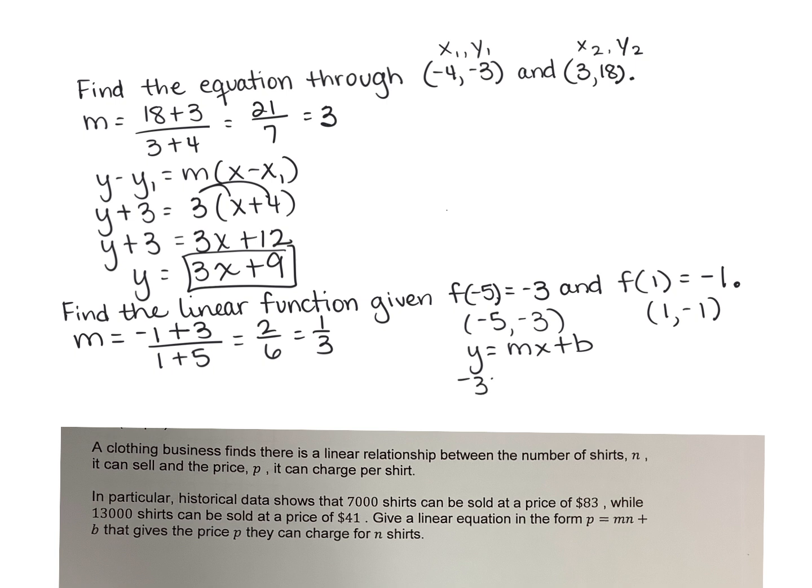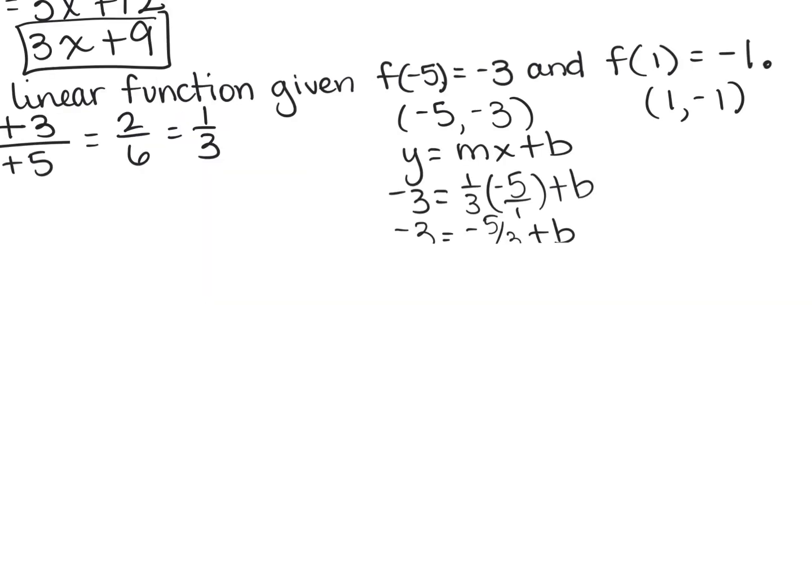I have negative 3 is equal to 1/3 times negative 5 plus b. So this gives me negative 3 is equal to negative 5/3 plus b. And then we have to get a common denominator of 3. So negative 9/3 plus 5/3 is equal to b. So then I know that b is equal to negative 4/3.